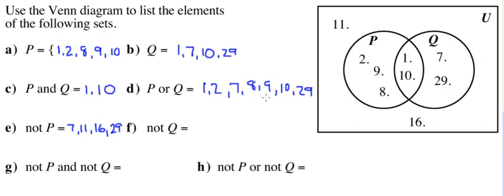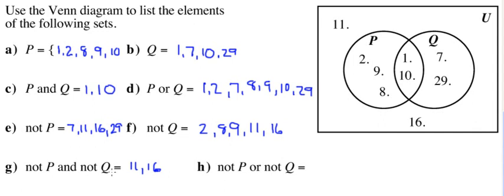Then we do that again, but outside circle Q. So these are okay. They're in circle P, but not anything else. And then we get 11 and 16 that aren't in any circle at all. So 2, 8, 9, 11, and 16. Not P and not Q. So not in this circle and not in the Q circle either. That doesn't leave much. That only leaves 11 and 16.